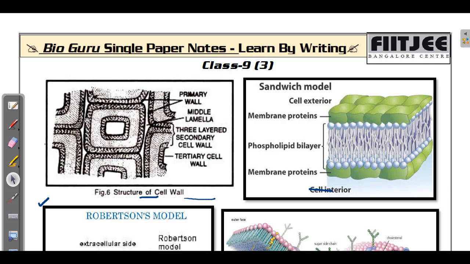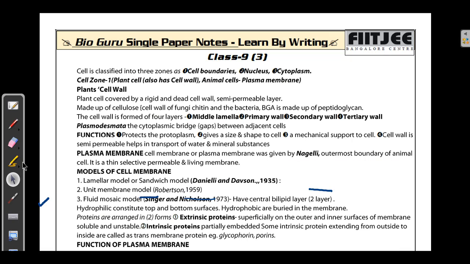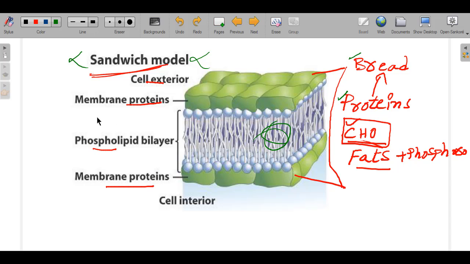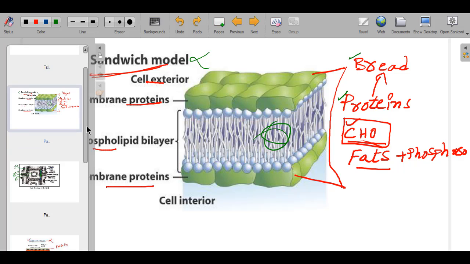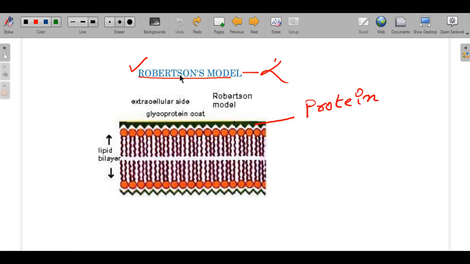The next model is the unit membrane model. The unit membrane model was given by Robertson in the year 1959. So let's have a look at how this tries to explain the structure of the cell membrane. If you look here, this was Robertson's model. He tried to tell that the proteins are arranged as a unit membrane. You can see the lipid bilayer clearly.